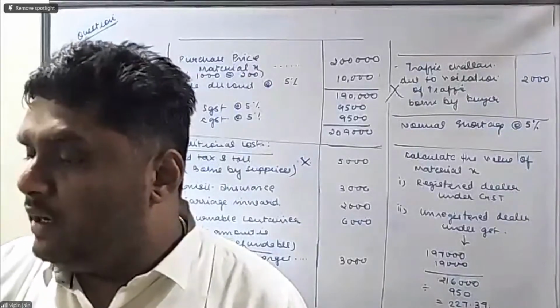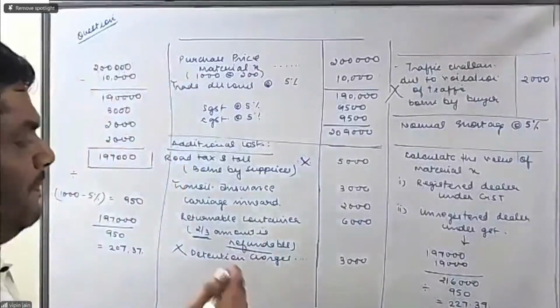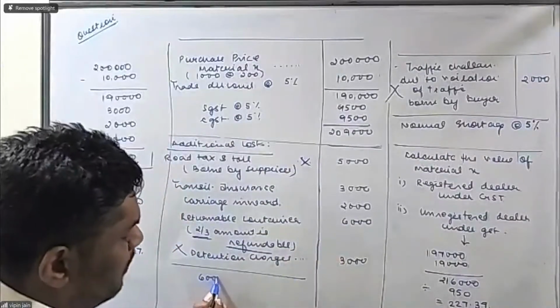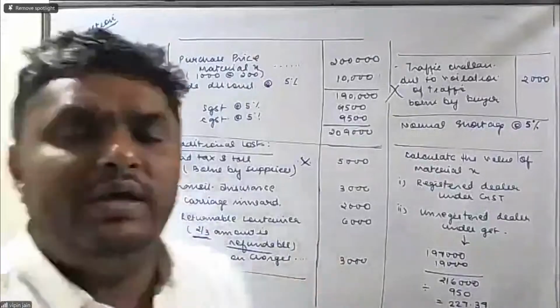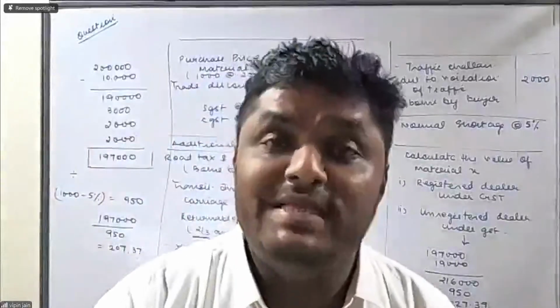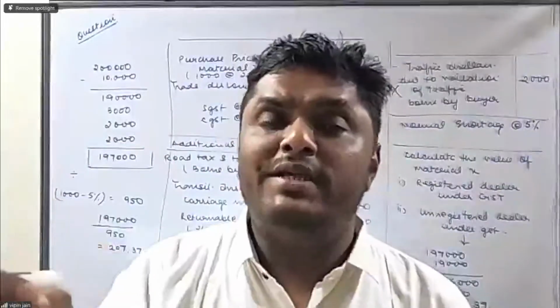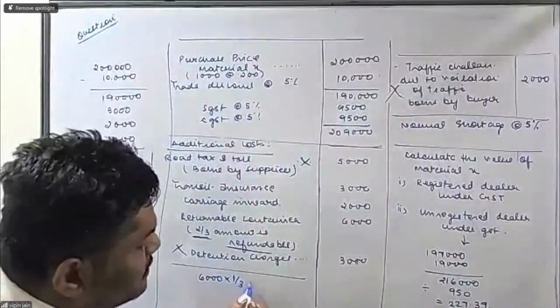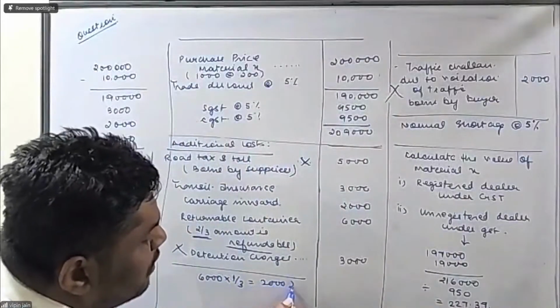Okay, returnable container, how come 2,000? See, the cost of returnable container is how much? 6,000. Now, 2/3 of the amount is refundable. It means 1/3, that is the balance amount, is to be borne from our pocket. It is to be paid from our pocket. So 6,000 into 1/3, 2,000.